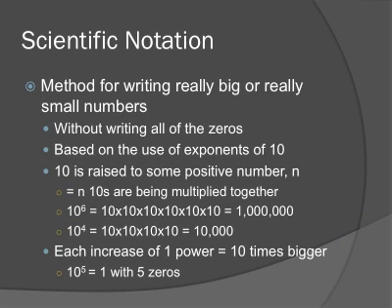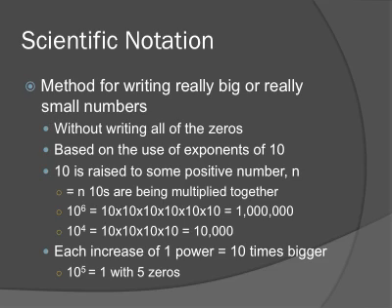Alright, so now we're going to talk about scientific notation for just a little bit. This is the method for writing really, really, really big numbers or really, really, really small numbers without all the zeros. So for instance, you wouldn't want to write 1 billion trillion. I mean, that would be a lot of zeros. And more importantly, you can't put that in your calculator.